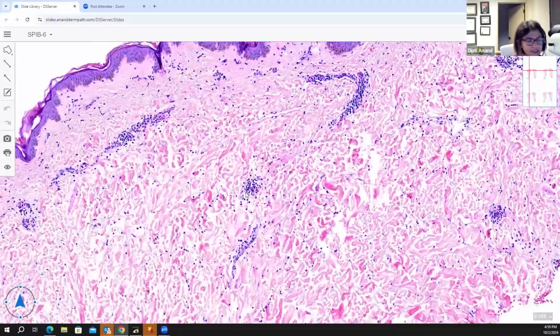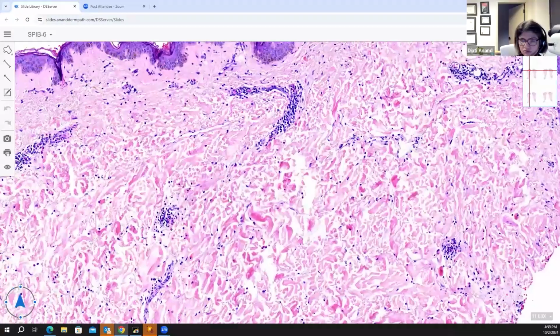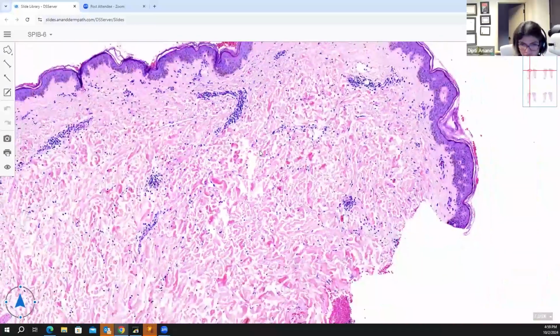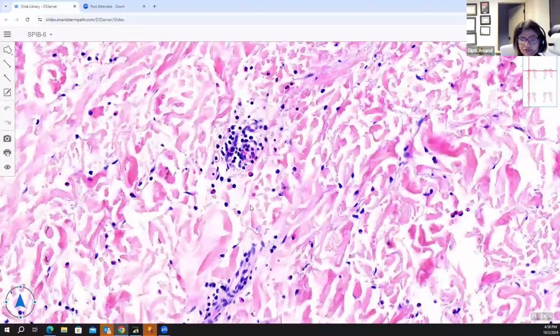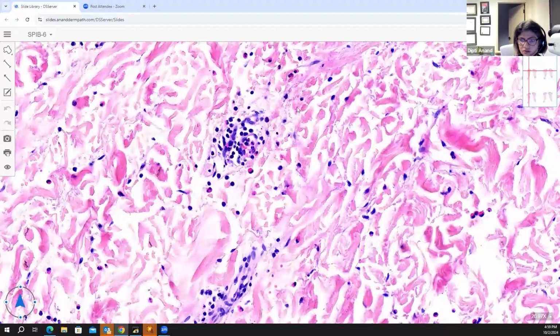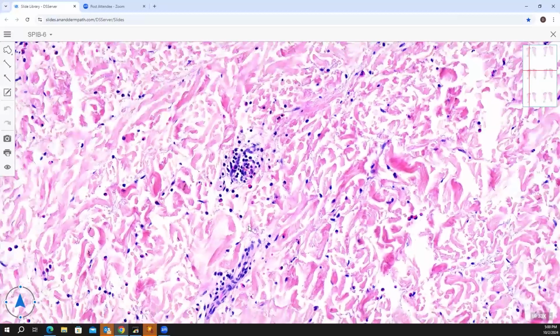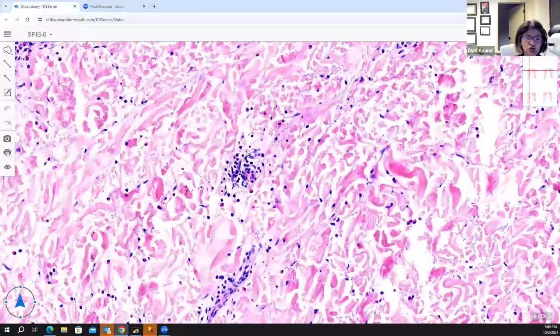So what do you think is happening here? Seeing dermal edema, yep, and I think those are mostly lymphocytes. Yep, they're lymphocytes. And then what else do you see? Some eosinophils too. Maybe this is urticaria. Yes.